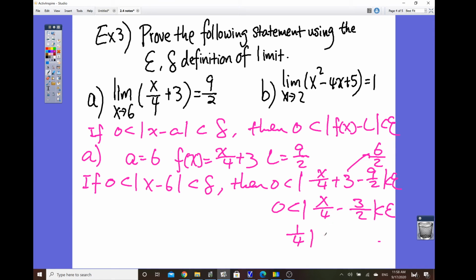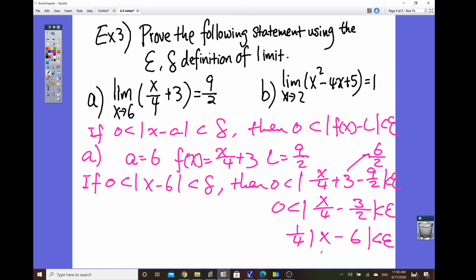So now what's left here? We do have x minus 6, because 6 times 1/4 would be 3/2. So it's less than epsilon. Now, compare and contrast. This one is quite similar.